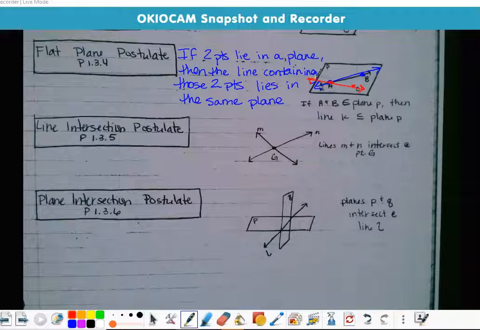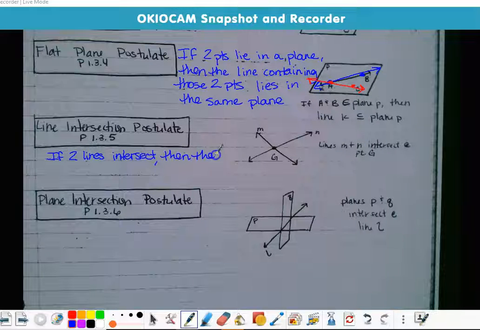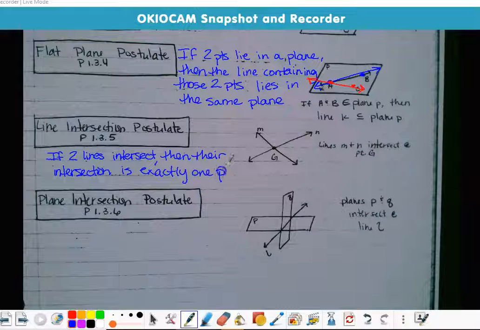Next up, the line intersection postulate: if 2 lines intersect, then their intersection is exactly 1 point. Again, stuff you already know. Two lines intersect, so we have line M and line N. They intersect at 1 point, G. They can't intersect multiple times.